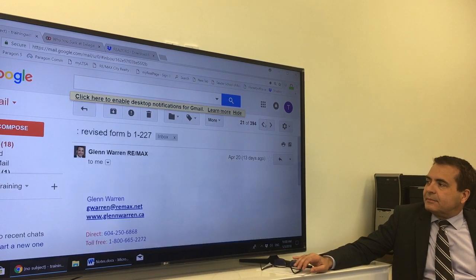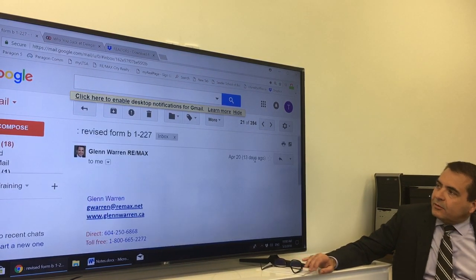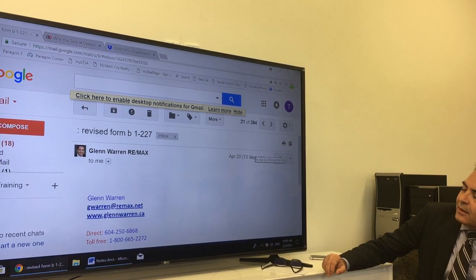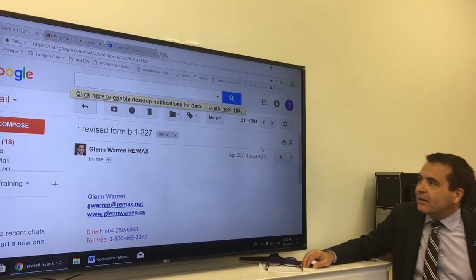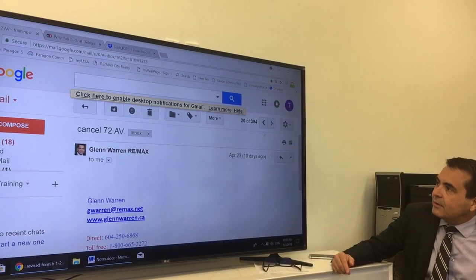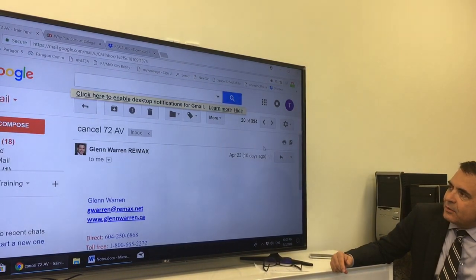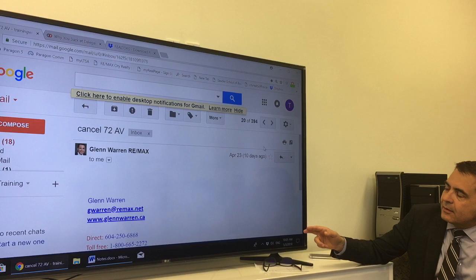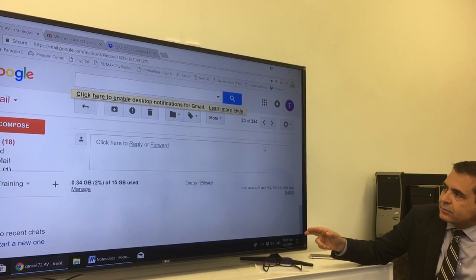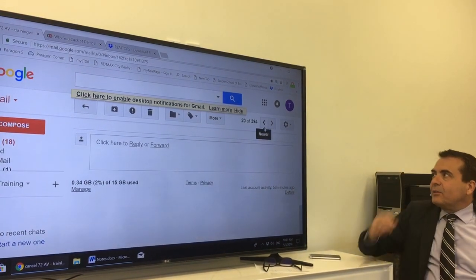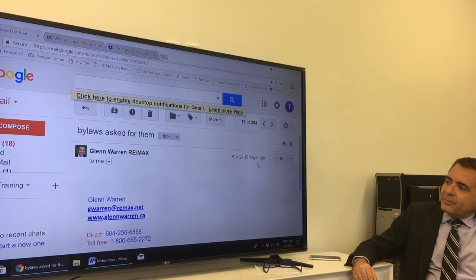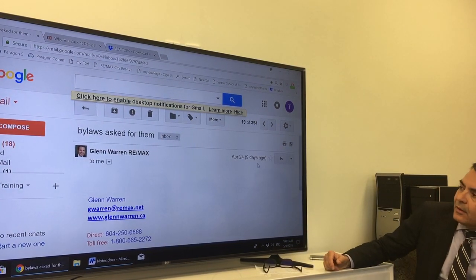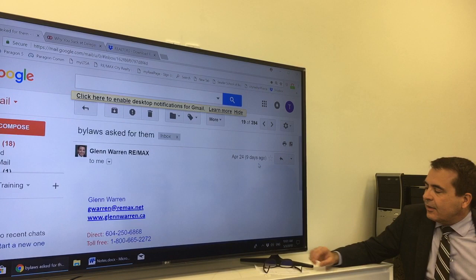Okay. What's this one about? Revised Form B. We're going to talk about that later, so you can skip that one. Council 72nd Avenue, what's that about? No attachment there, so I've forgotten what that one's about. Skip that one. Okay, that's coming later.